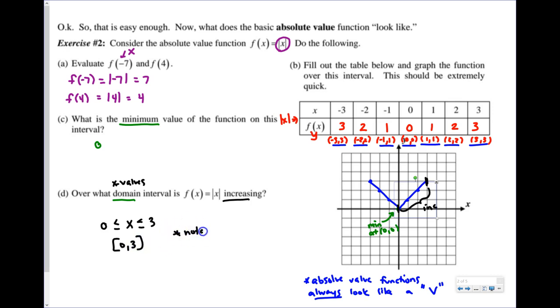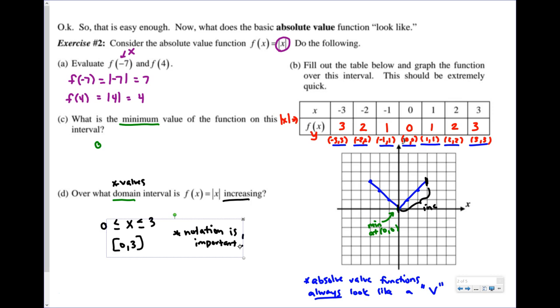Remember that notation is important when talking about domain and range. There's two different ways we can notate it, and both of these ways will work. So that's absolute value functions, graphing.